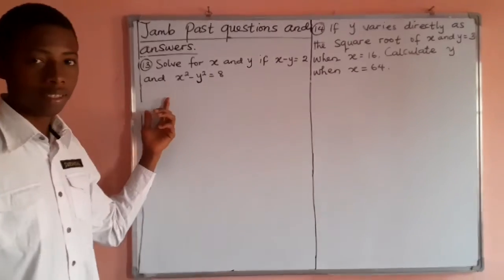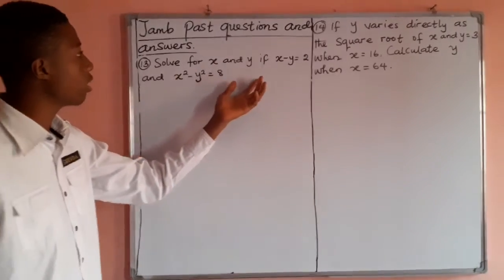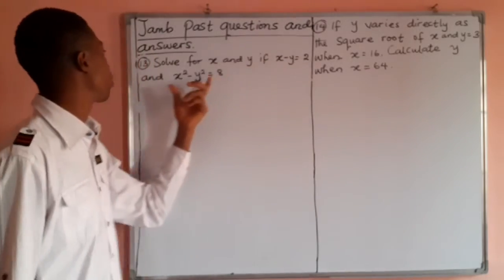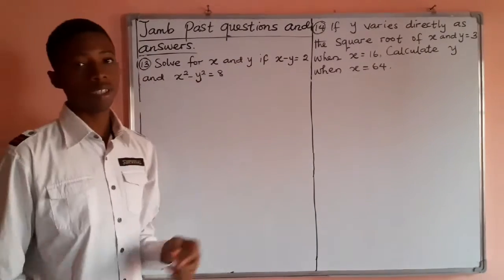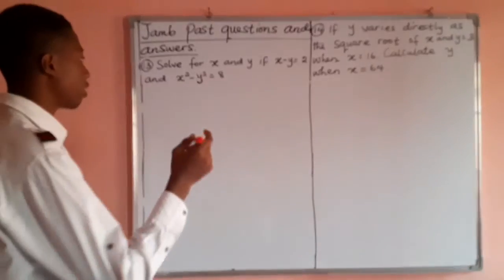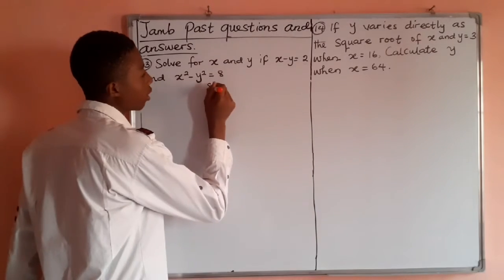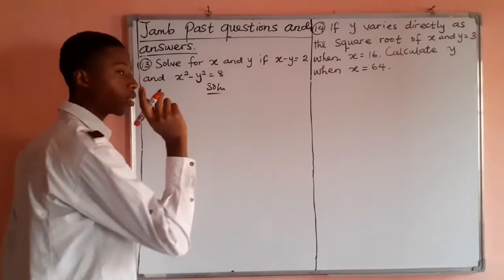Now for question 13, we have: solve for x and y if x minus y is equal to 2 and x squared minus y squared equals 8. Looking at this, we all know that this is a simultaneous equation. So we start by labeling our equations 1, 2, and 3.